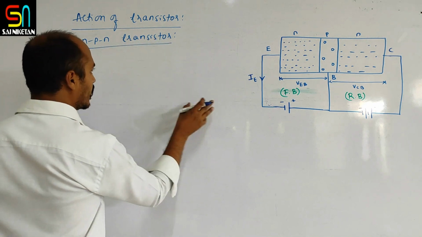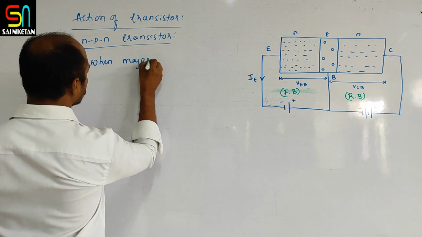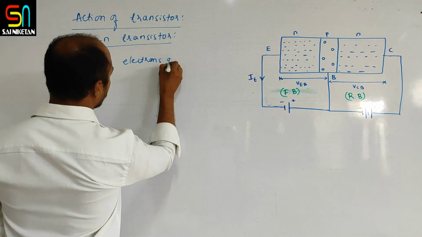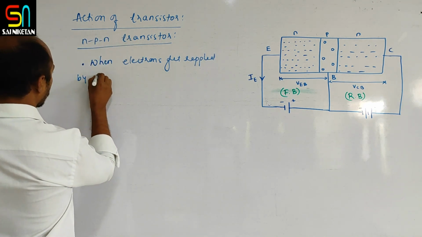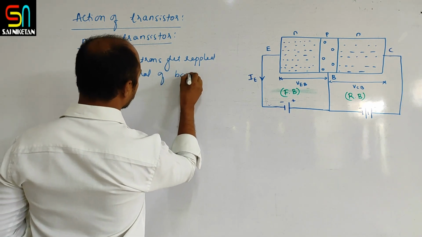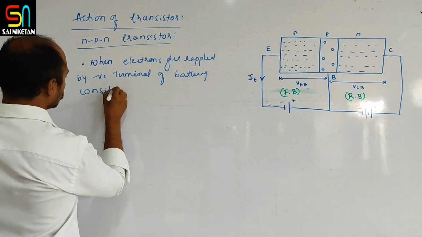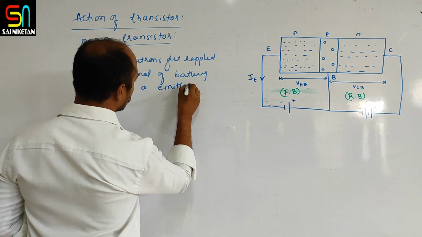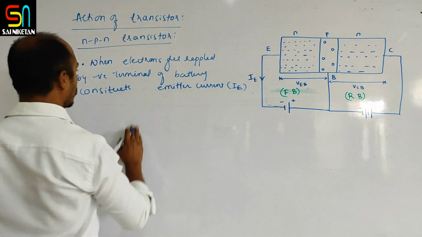Emitter current. So emitter current comes when majority charge carriers, or I will simply write electrons, get repelled by the negative terminal of the battery. Just writing short form, constitute an emitter current, shortly known as IE, emitter current.